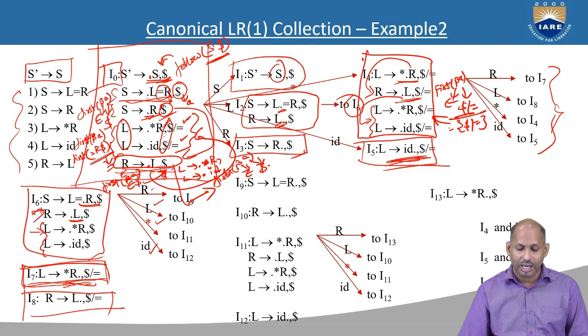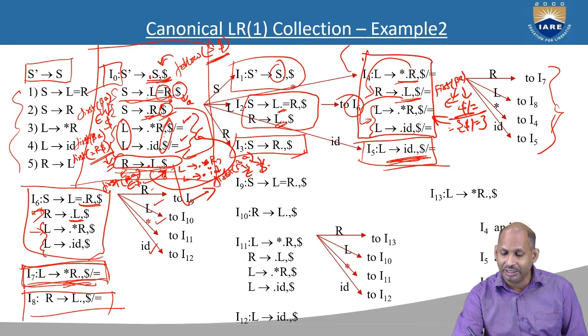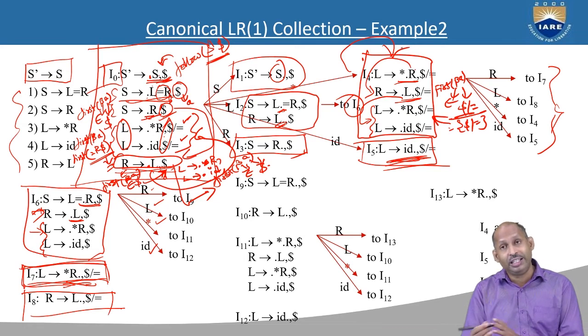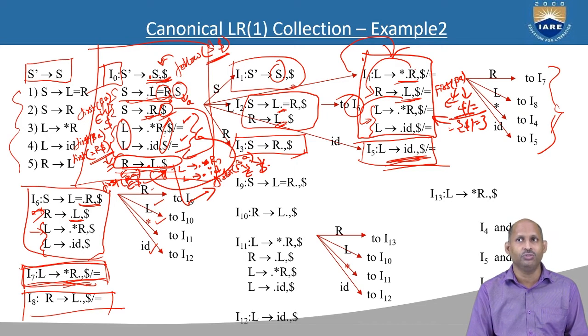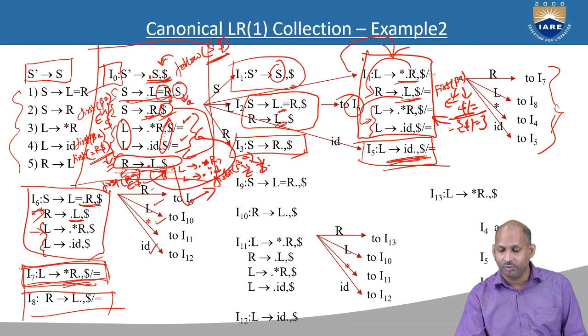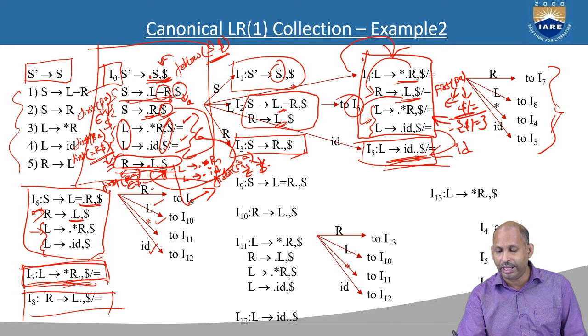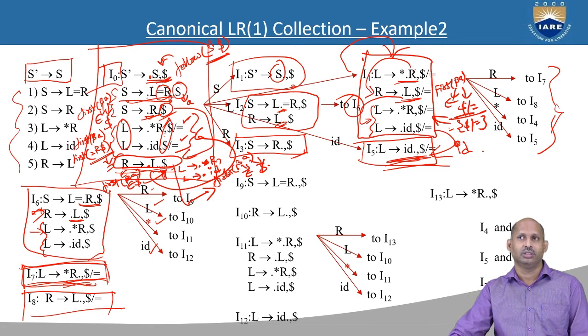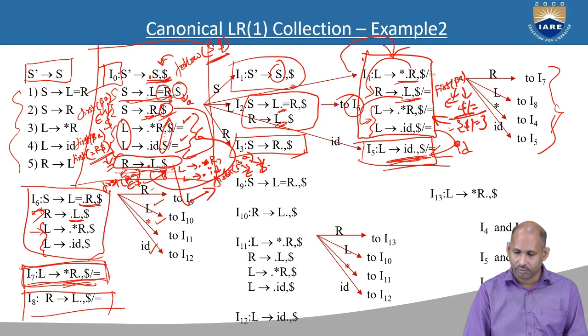So I8 is completed. Then on multiplication, I4 means it is recursive, because we get the same production and the same lookahead symbol. So we are writing to the same group. Then it goes to I5 on ID. On ID it goes to the same.